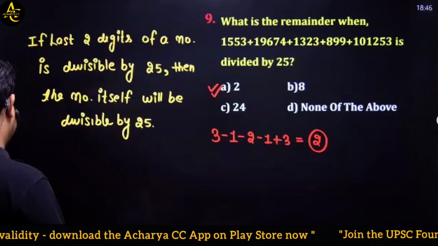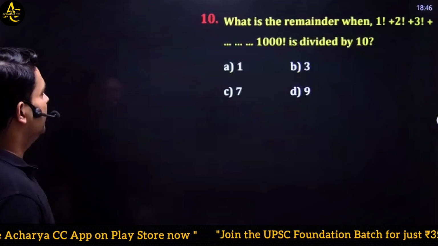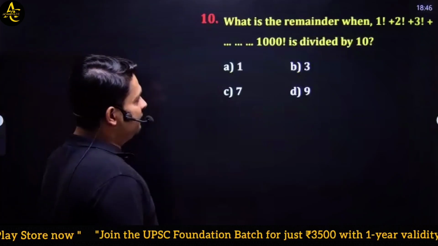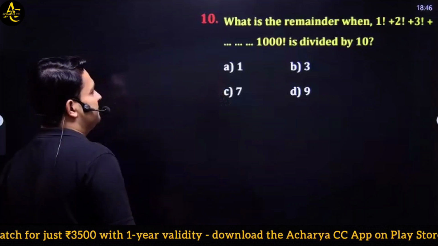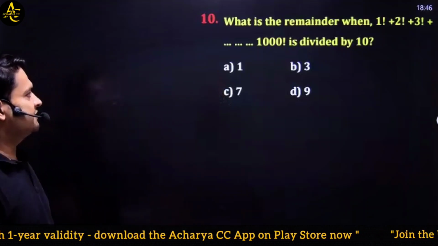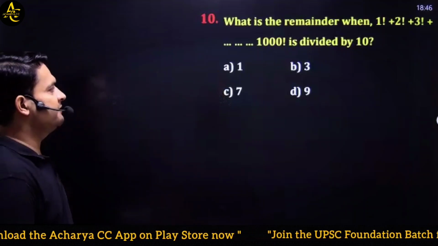Okay, very good. Next. What is the remainder when 1 factorial plus 2 factorial plus 3 factorial plus dash dash dash 1000 factorial is divided by 10?